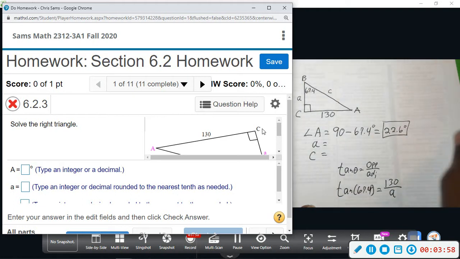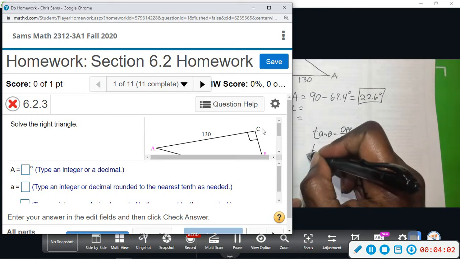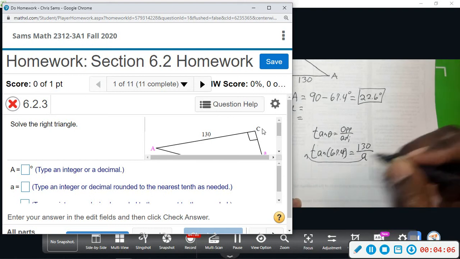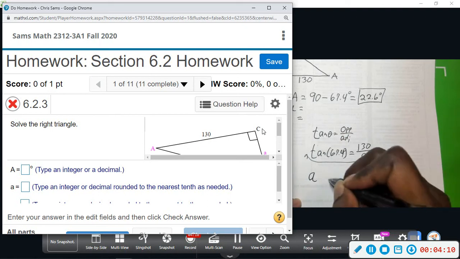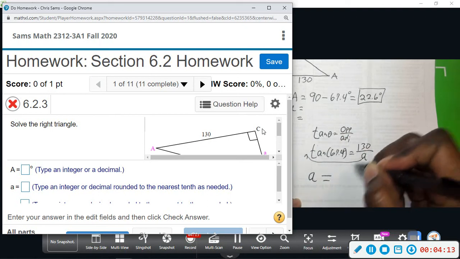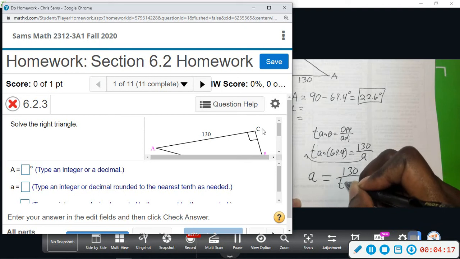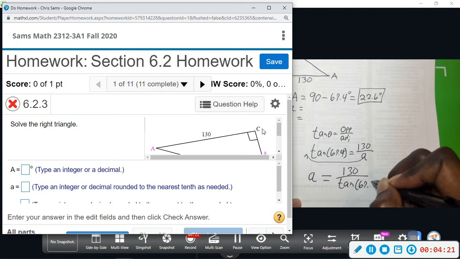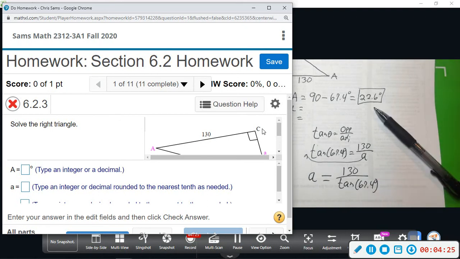In order to solve for A, we're just going to interchange these. We're going to multiply by A and then divide by the tangent. So A comes over here, and we divide by tangent. So A equals 130 divided by tangent of 67.4. I'm just going to put this in a basic calculator online.